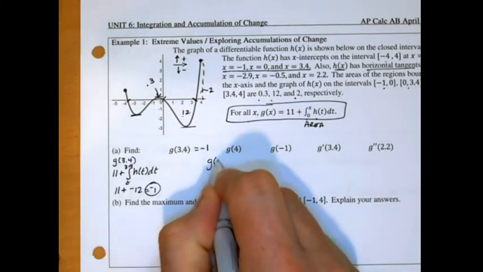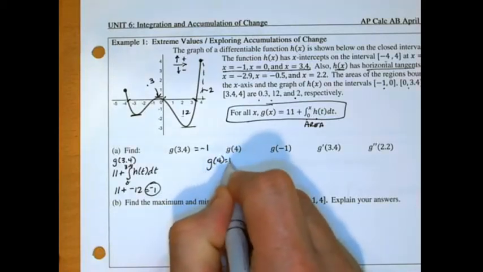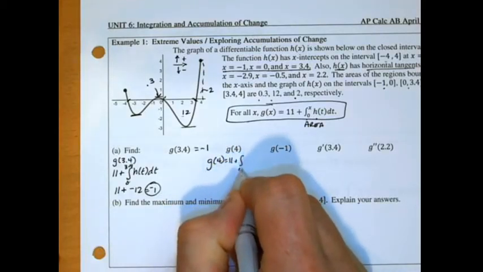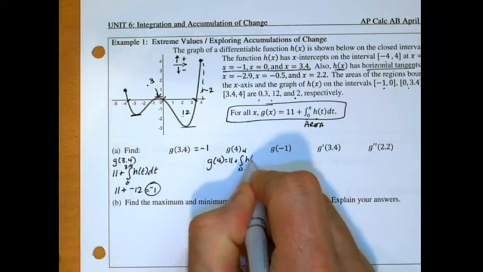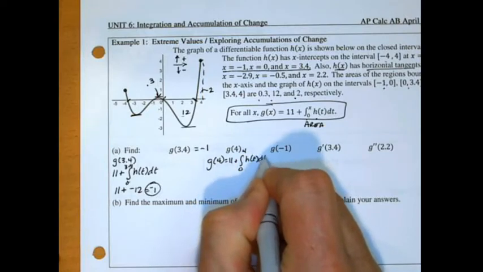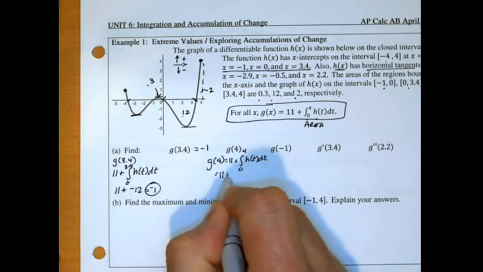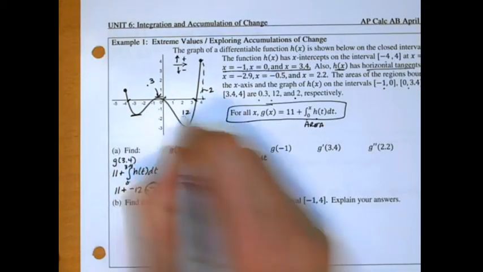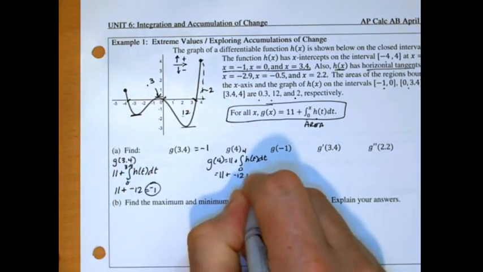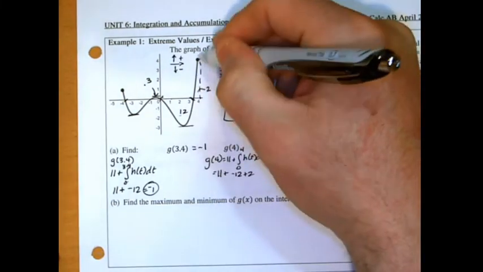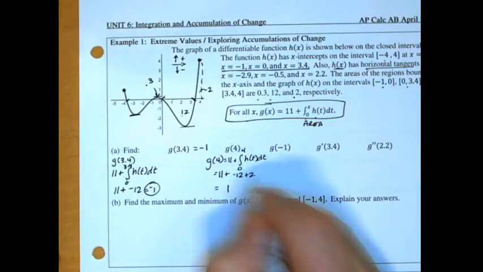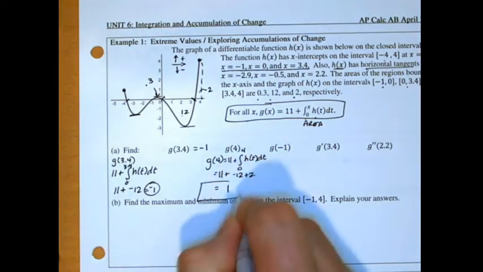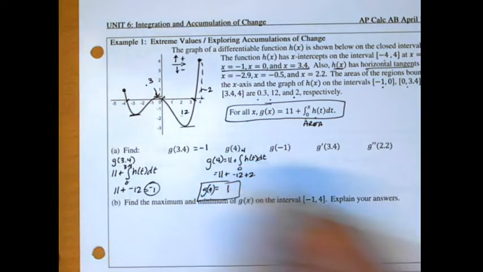So this is -1. G of 4, same thing. G of 4 is 11 plus the integral from 0 to 4 of h of t dt, and that's going to be 11 plus. If I'm going from here to here, I got a -12, and I got a +2 because now I'm adding this little area, which is going to give me +1. So g of 4 is +1.